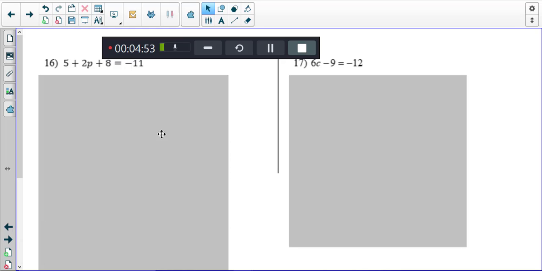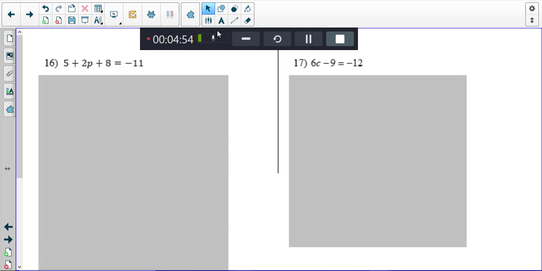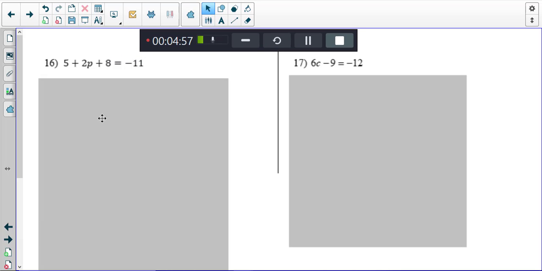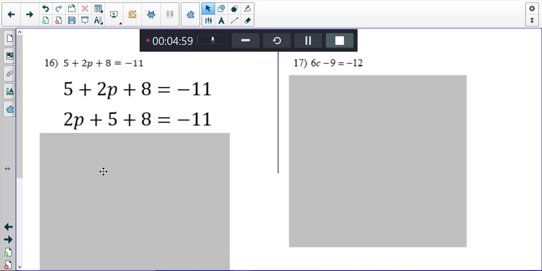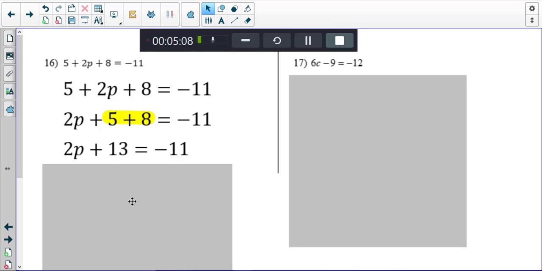All right, let's take a look at numbers 16 and 17. So number 16, kind of like our last question, we're going to want to simplify first. So I put my 5 and 8, my two constants, side by side. No need to add the opposite here. This gets us down into a two-step equation, which is 2p plus 13 equals negative 11.